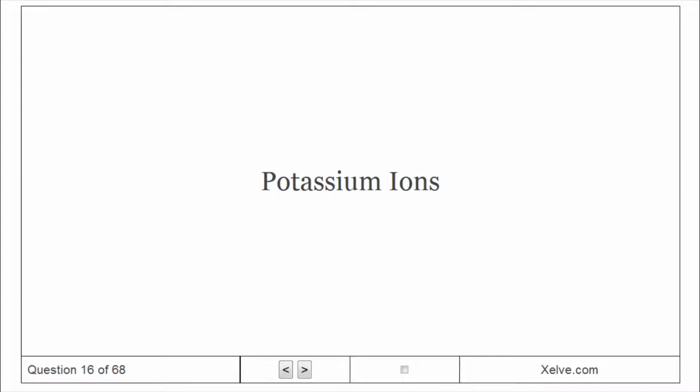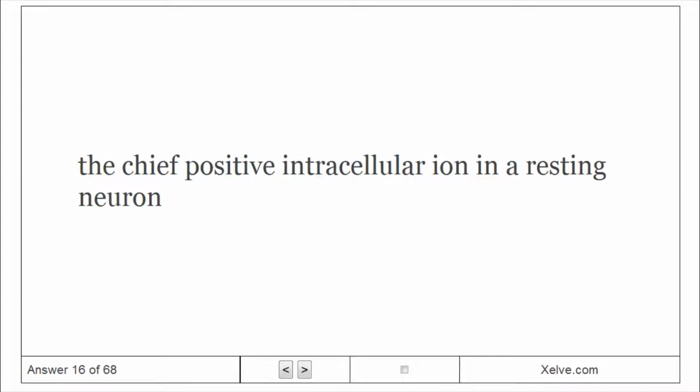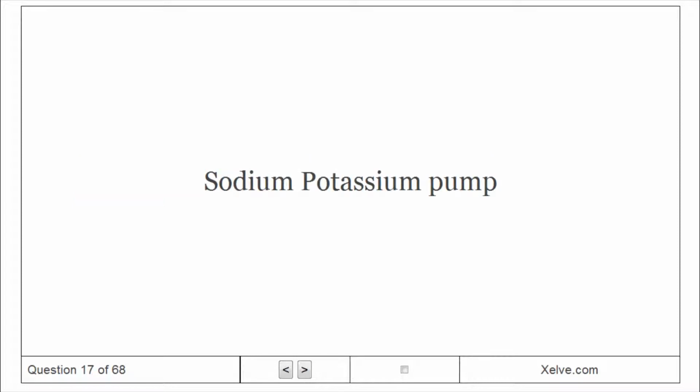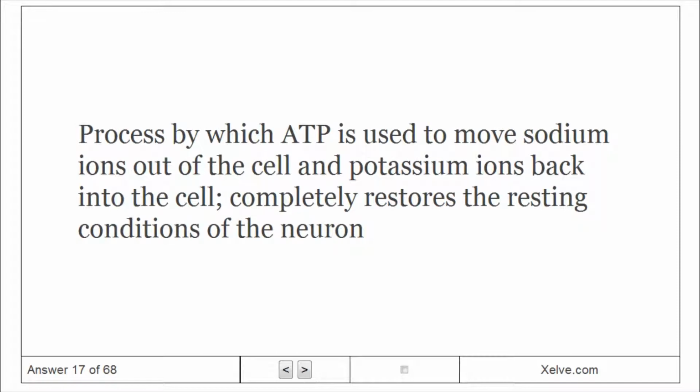Potassium ions. The chief positive intracellular ion in a resting neuron. Sodium-potassium pump. Process by which ATP is used to move sodium ions out of the cell and potassium ions back into the cell, completely restores the resting conditions of the neuron.